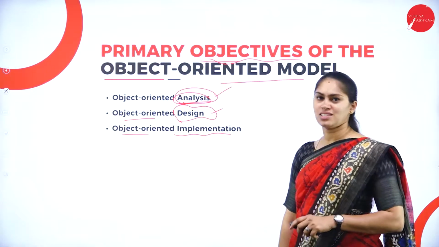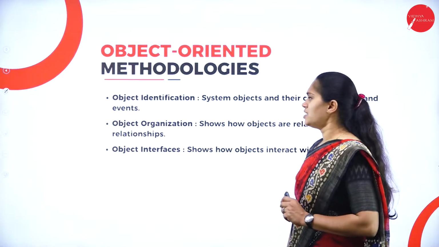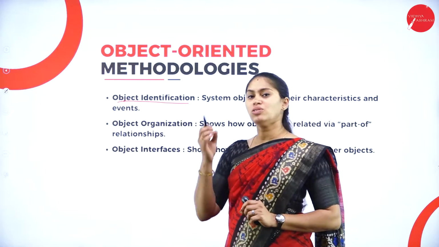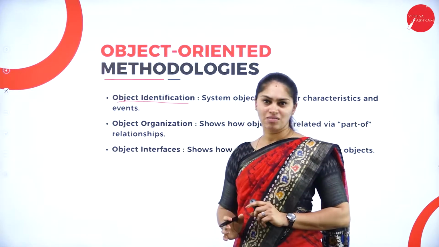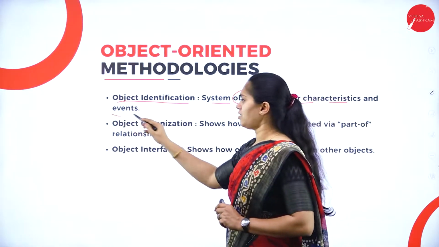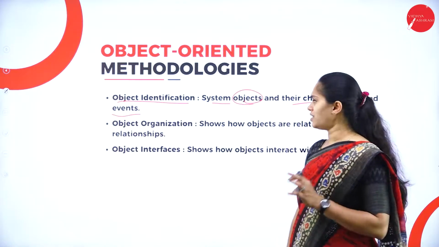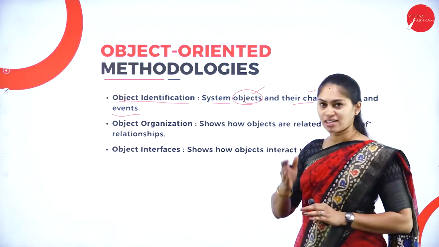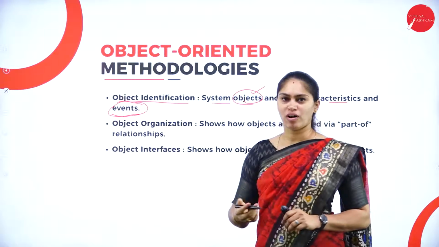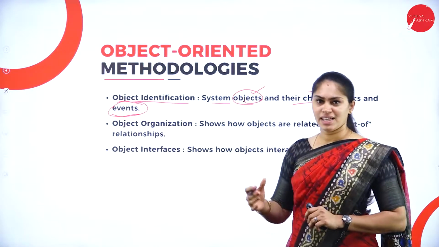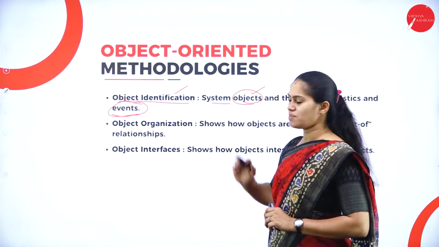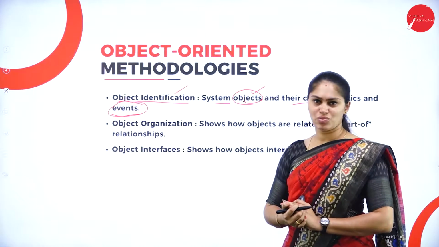Then what are the methodologies that we have in the object oriented model? First is object identification. If I want to analyze, first I have to identify what objects I have in a system, so that system objects and their characteristics and events are identifiable. Once I know the system objects and their characteristics, their features, and what operations they are going to perform, it will be easy for me to do the modeling. So in the first phase, they have to identify the objects. Now I know which objects we have in my system.